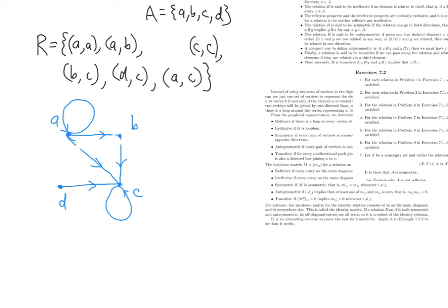So notice what it looks like when it's antisymmetric. You go one place, you don't come back. Symmetric, if you go somewhere, then you have to come back. So I can see how one might think that they're opposites of each other, but they're not exactly opposites.